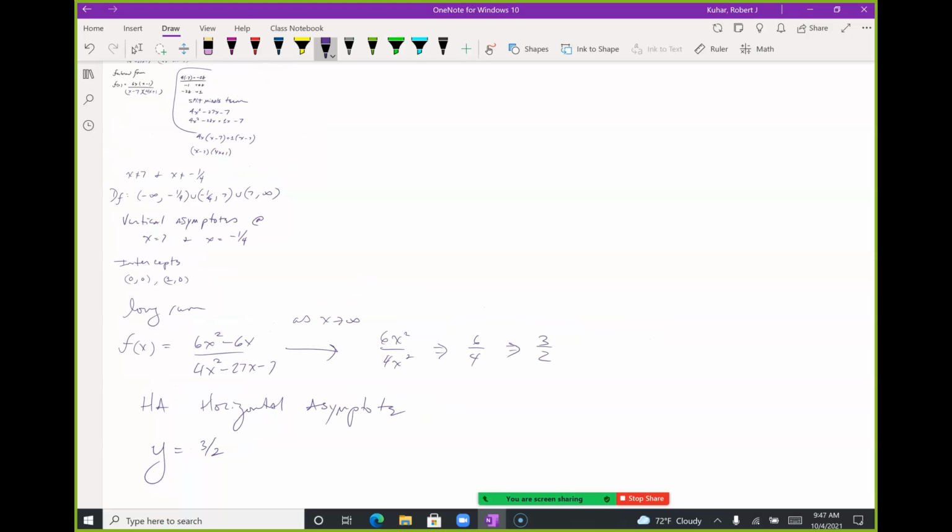Why did 6x squared become minus 6x become 6x squared? Yeah, so it's 6x squared minus 6x.